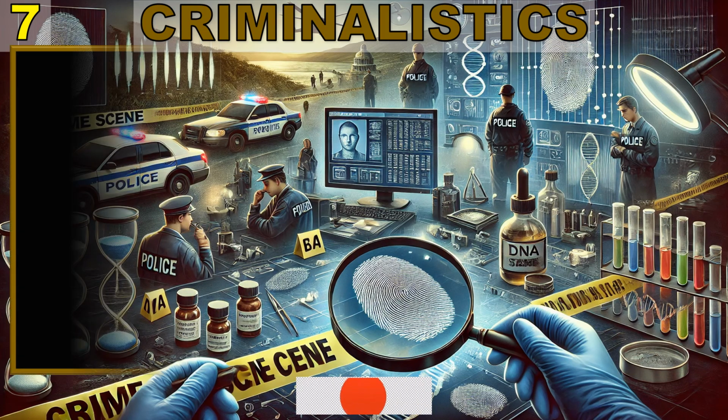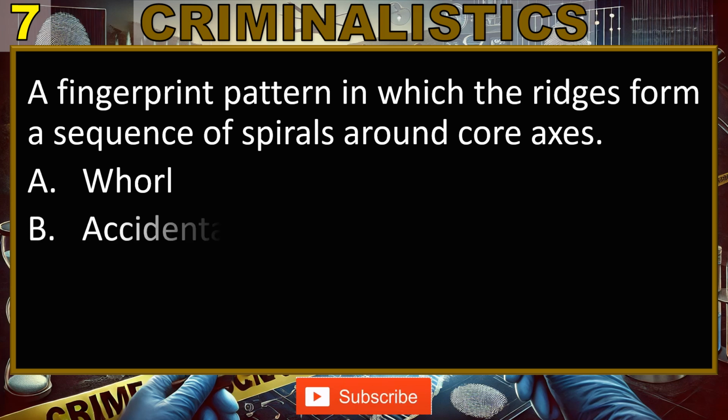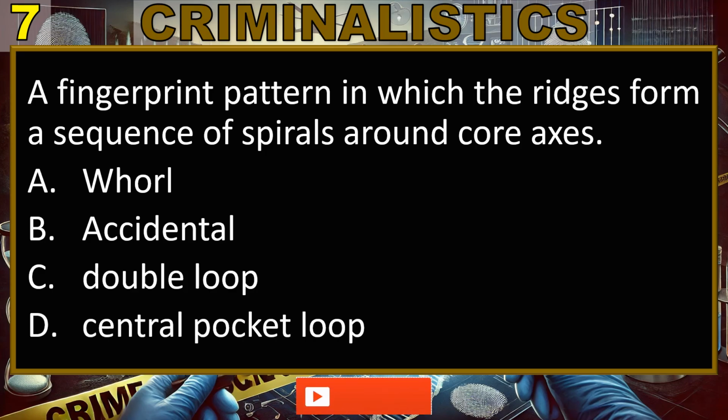A fingerprint pattern in which the ridges form a sequence of spirals around core axes. Letter A, whirl. Letter B, accidental. Letter C, double loop. Letter D, central pocket loop. In the next 5 seconds, select the best response from the available options.